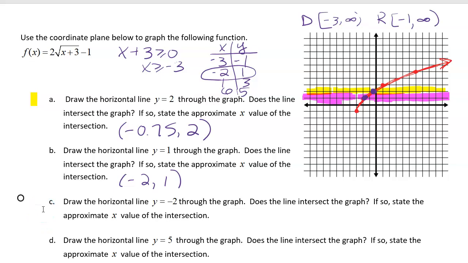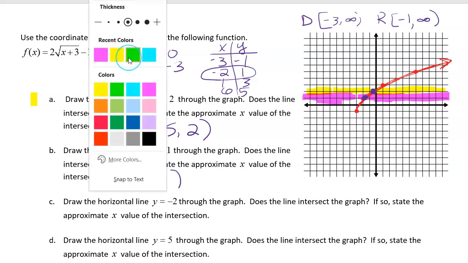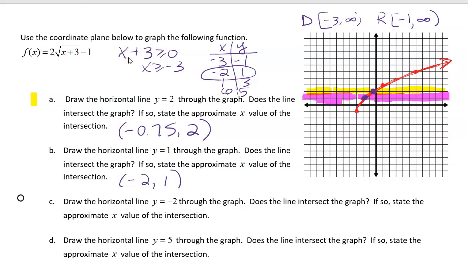All right, and then if you go down to part C, it says draw a horizontal line of y equals -2 through the graph. Well, when you go down to -2, that's down here, and you can see that that's below the graph. So that does not intersect at a y value of -2. So you can say no solution here, no solution, or no intersection.